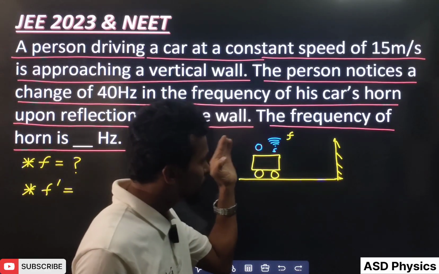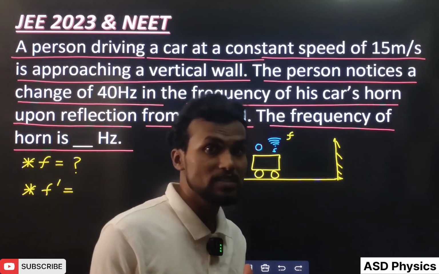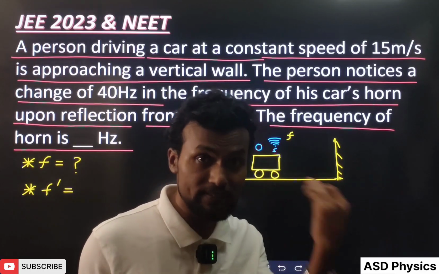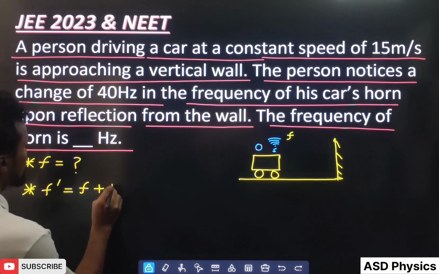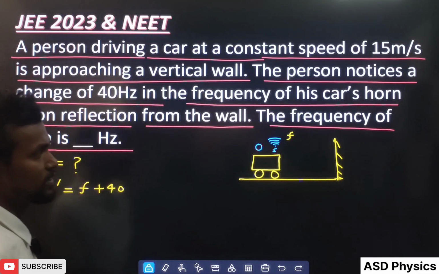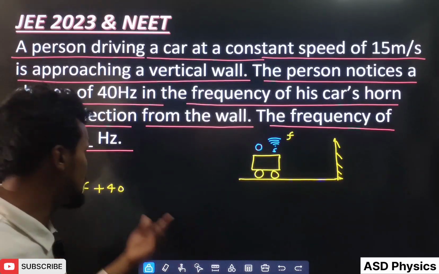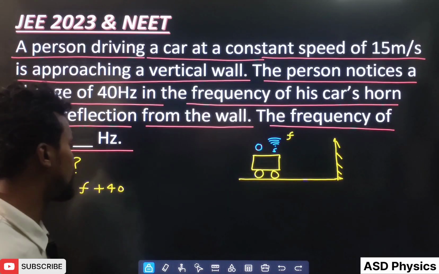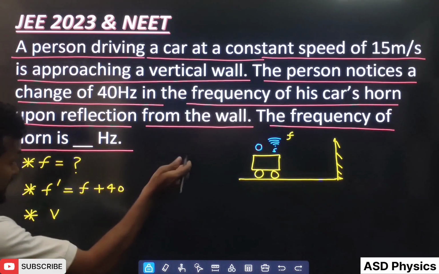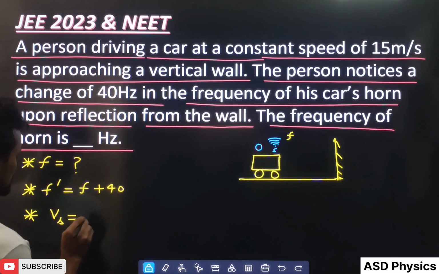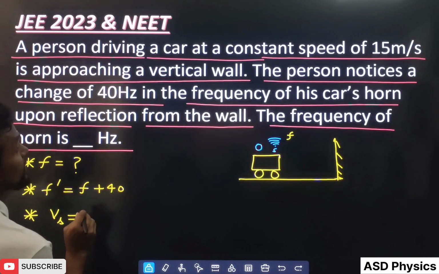You know very well when the car moves towards the wall, by common sense we can tell the frequency will increase. So his observed frequency will be F plus 40. F is the source frequency, but when he is receiving, a 40 Hz change is there, so F dash we can write as F plus 40. And after that, what is the speed of the source? The horn is inside the car, so Vs is how much is given here?